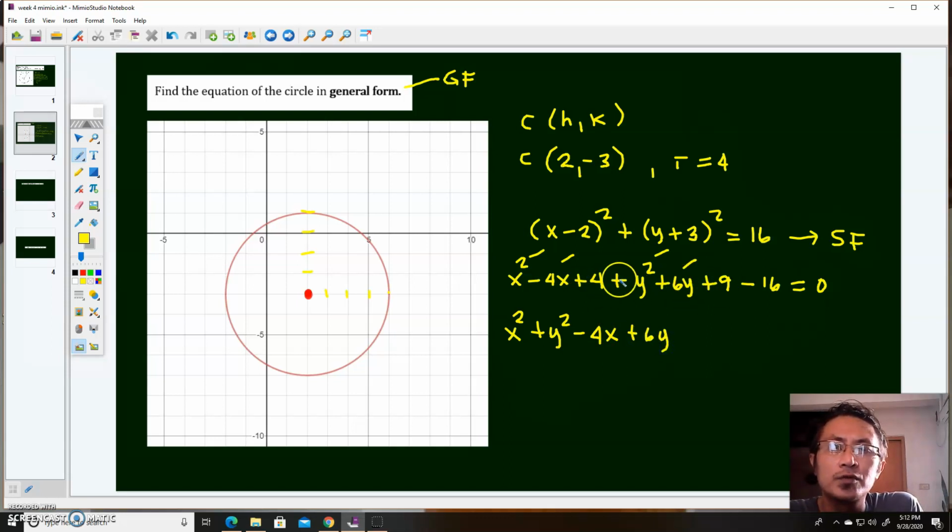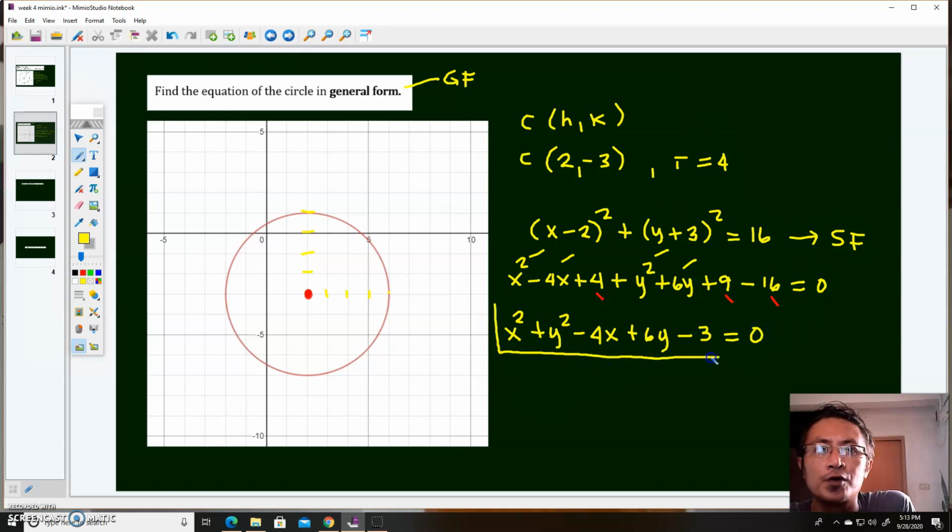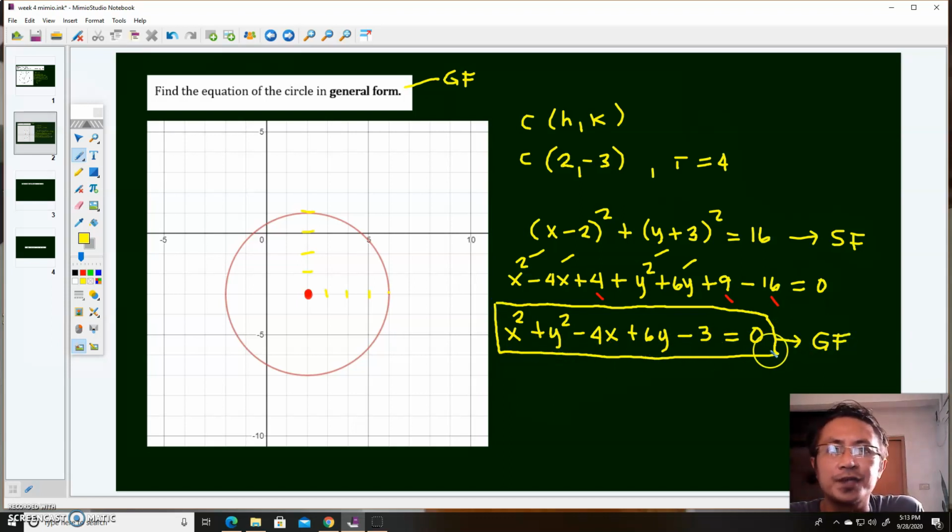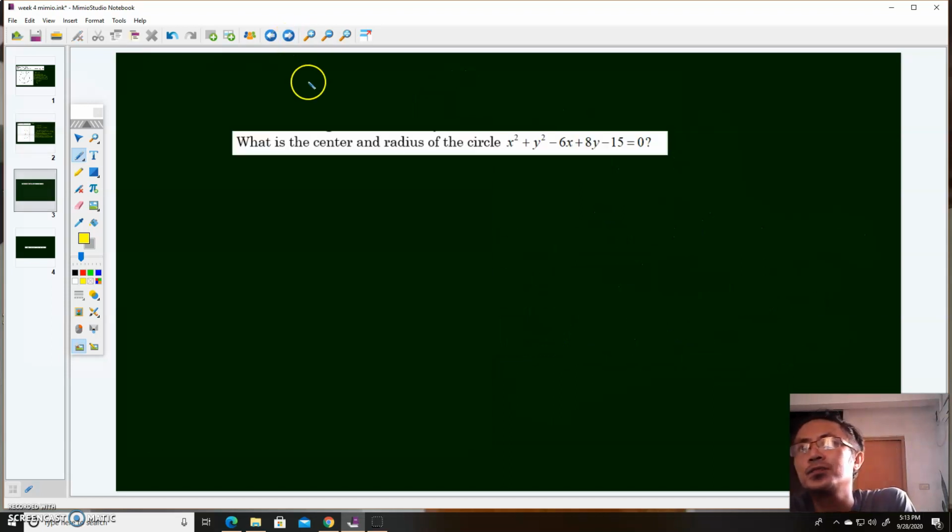Now, what are left are the constants. You have 4 here, 9 and minus 16. So just simplify that. You have 4 plus 9, that's 13, minus 16. That would be a minus 3 equals 0. Now this is the general form. So the general form, all the terms are in the left side, the right side is 0. And that's it. Now let's get to the next one.